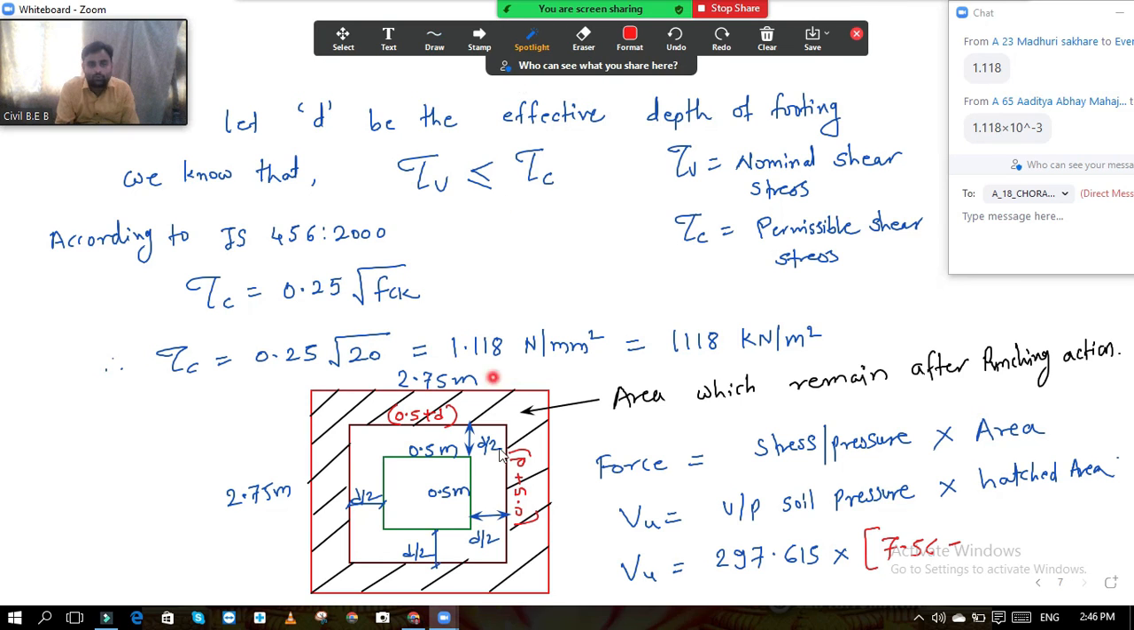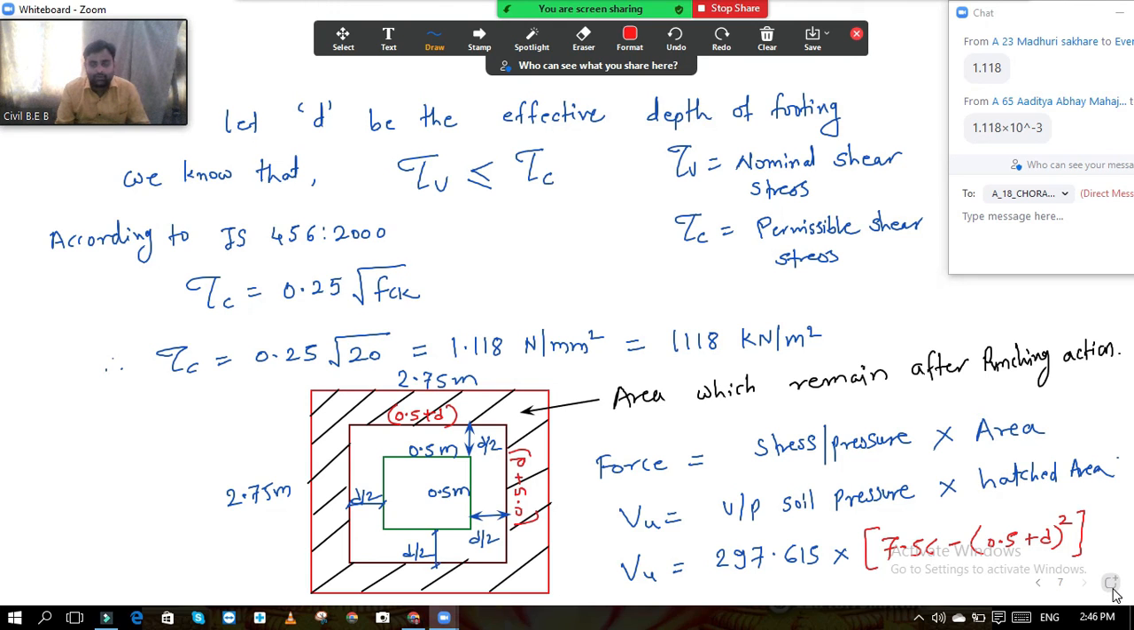From this whole entire area we need to subtract this area, so that the hatched area will remain as it is. How much is that area? It is 0.5 plus d into 0.5 plus d, that is, (0.5 plus d) square. This is the area.